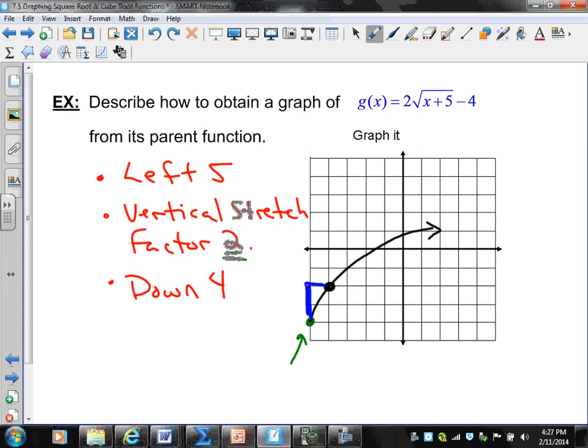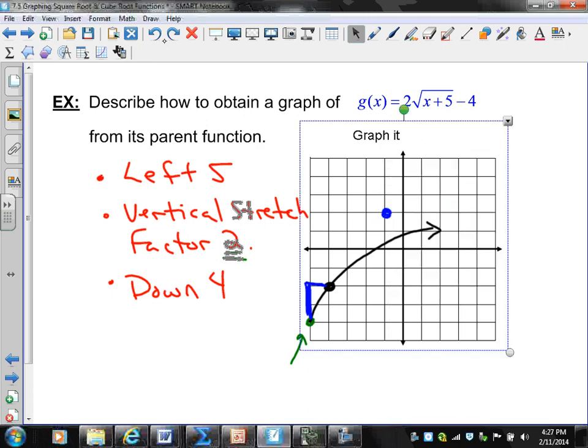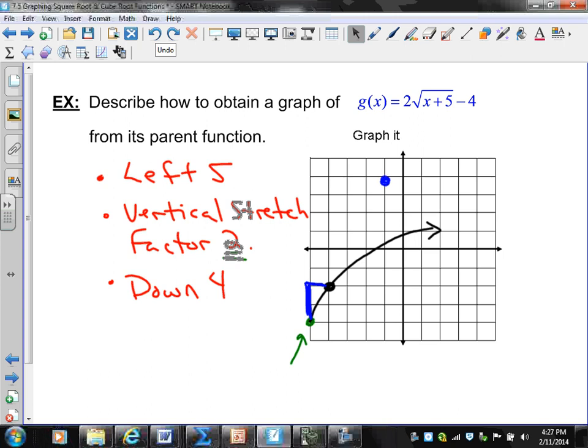I'm going to do one more point just to make sure that I have this right where I want it. I know that 4, 2 was on the graph. So I'm going to start there and do my transformations. I'm going to go left 5. I'm going to go a vertical stretch factor 2, so twice as far up. So I'm going to go to a height of 4. And then I'm going to go down 4, and I end up right there, which is pretty much where I hit it before. I kind of got lucky there because I drew it freehand. But it looks like I did a pretty decent job of hitting that point there.